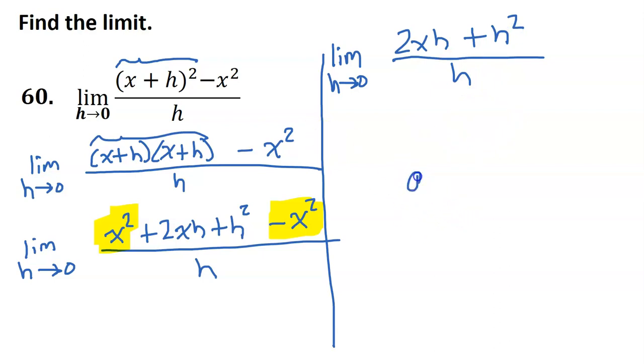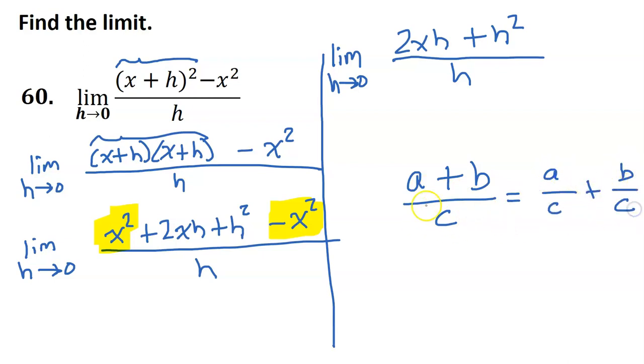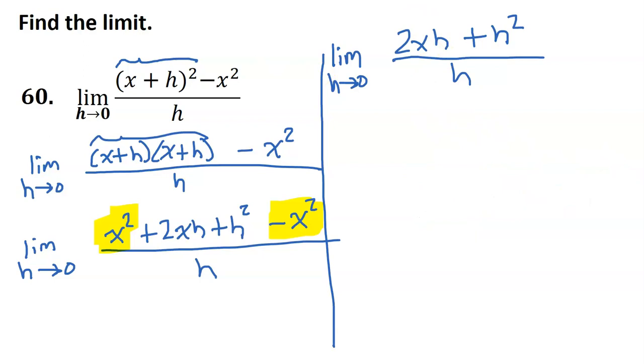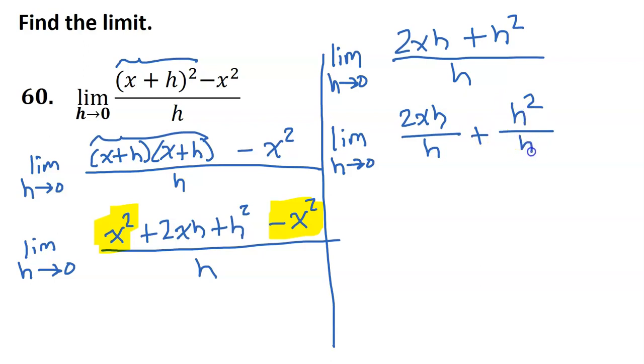Now we're going to use a property that I call the a plus b over c rule, because this is the same as a over c plus b over c. So always watch out for this. You can split apart a sum into two different fractions when the denominator is a monomial. So I'm going to do that right now. This will become the limit as h approaches 0 of 2xh over h plus h squared over h. Now, in each fraction, you can see that I have a common factor, right? These h's are going to cancel each other out. And we have common h's in the second term as well. There will be one h left over.